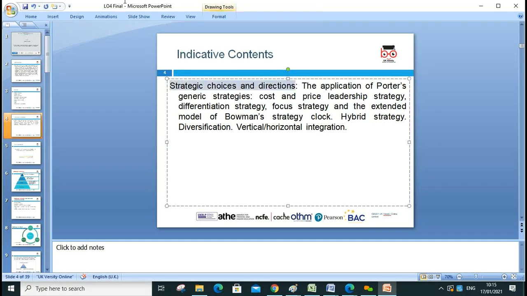Strategic choices and direction we'll discuss today. We learned Porter's generic strategies in the previous lesson, which we can discuss in today's lesson as well: cost leadership, differentiation, and differentiation focus. Further, we can go through Bowman. We'll go through hybrid, vertical, and horizontal integration. That will be the key focus of today's lesson, but also other strategies and different tools I mentioned, which we can use.